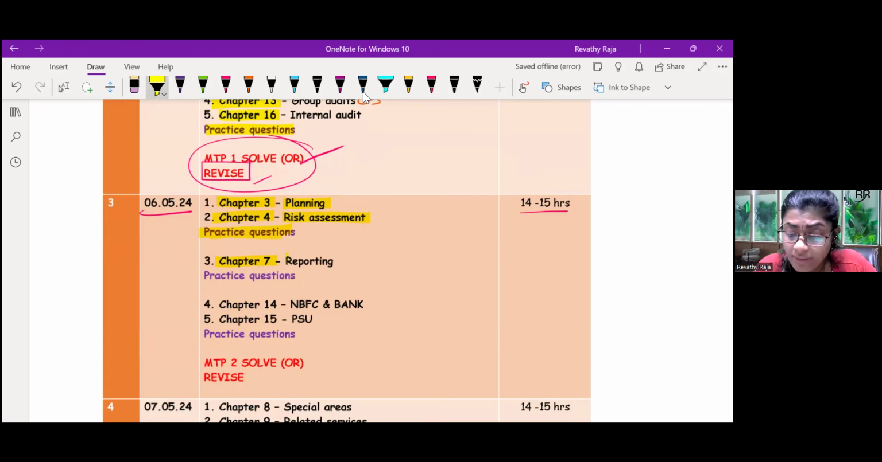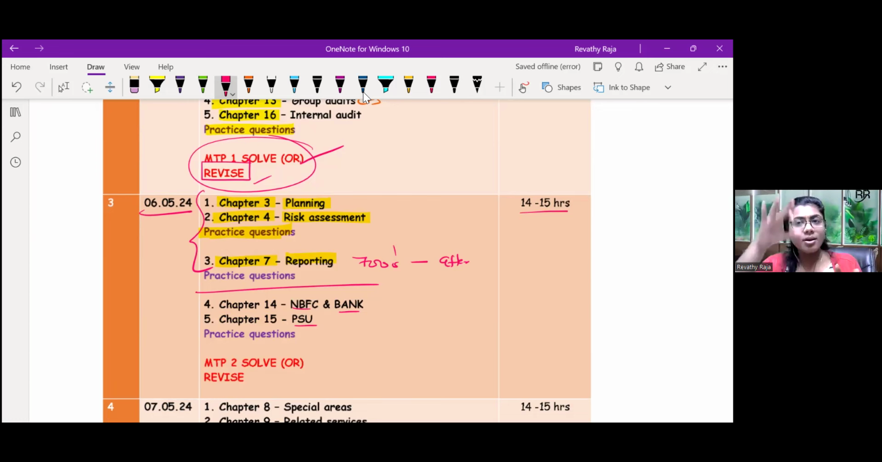Then chapter 7 is reporting, which is nothing but the 700 series. Okay, all these are basic standards. Finally, by then I think it will be afternoon time. Then NBFC and bank. Bank is a little big. NBFC is also there. After that, you'll get time for one small, a little less pressure chapter, which is PSU audit. Finally, settle after doing the practice questions.